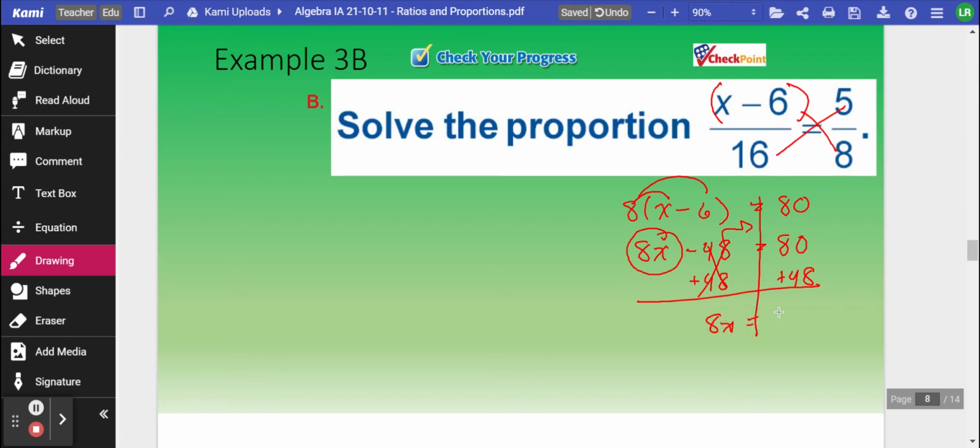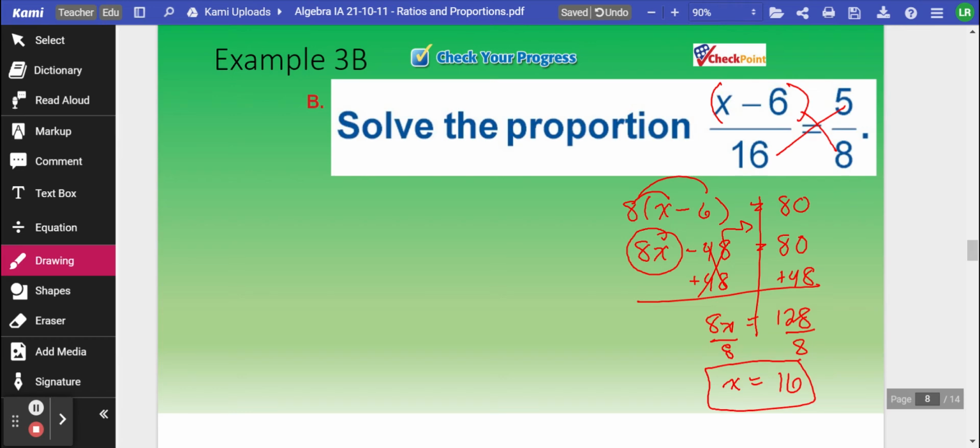It's going to give me 8x equals 128. Finish him. I'm going to divide both sides by 8, and 128 divided by 8 is 16. Bada bing, bada boom. Okay, so we are going to see some of those. Just algebraic proportions set up, working on a rule, cross multiply and solve.